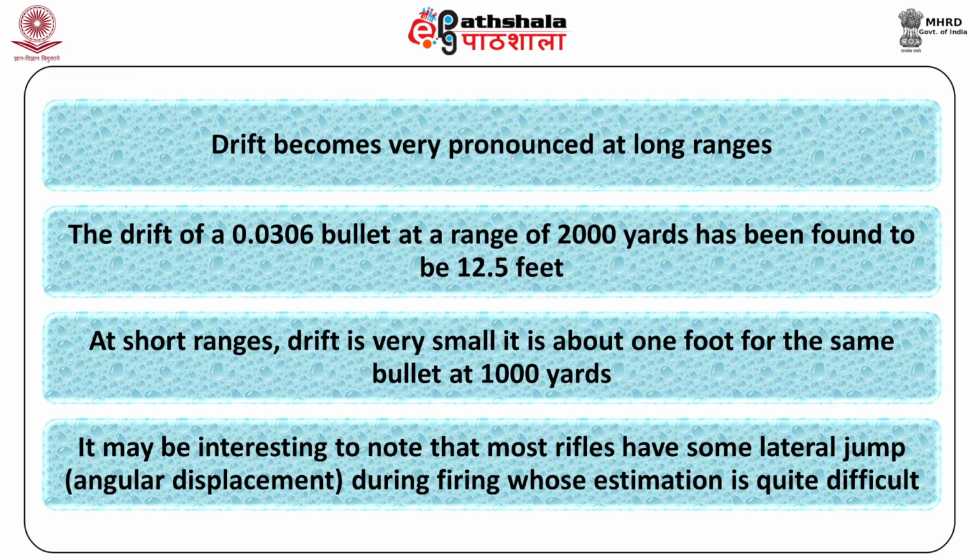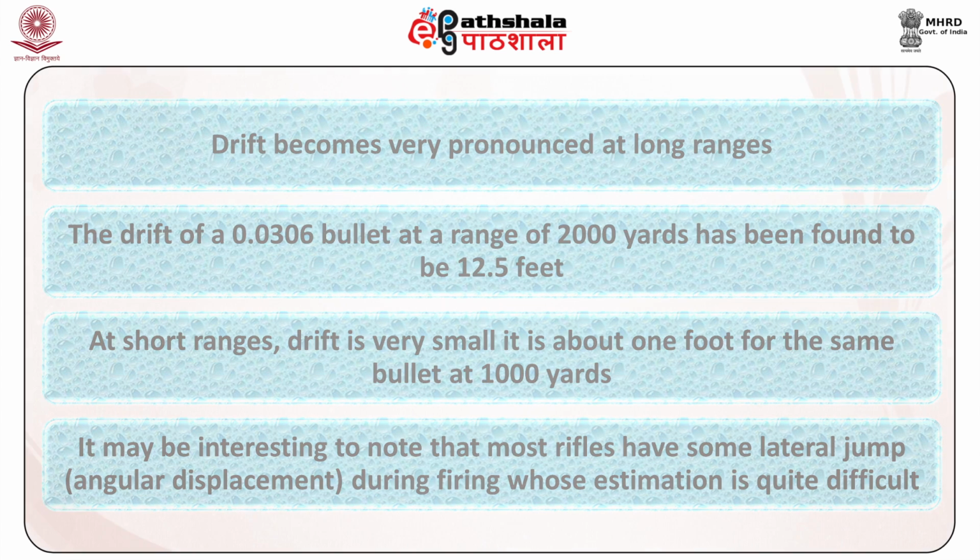Drift becomes very pronounced at long ranges. The drift of a .0306 bullet at a range of 2000 yards has been found to be 12.5 feet. At short ranges, drift is very small. It is about 1 foot for the same bullet at 1000 yards. It may be interesting to note that most rifles have some lateral jump during firing, whose estimation is quite difficult.